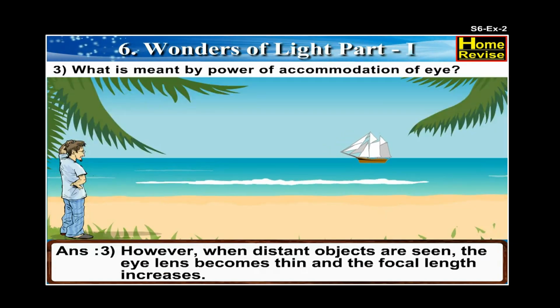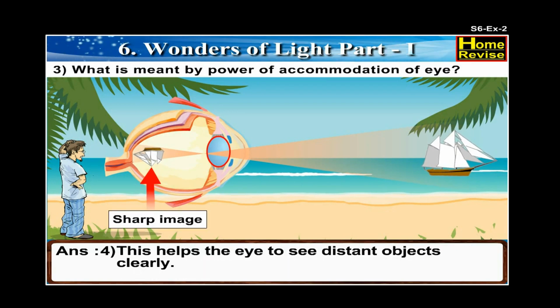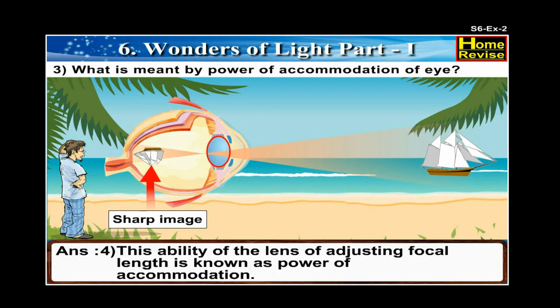However, when distant objects are seen, the eye lens becomes thin and the focal length increases. This helps the eye to see distant objects clearly. This ability of the lens of adjusting focal length is known as power of accommodation of eye.